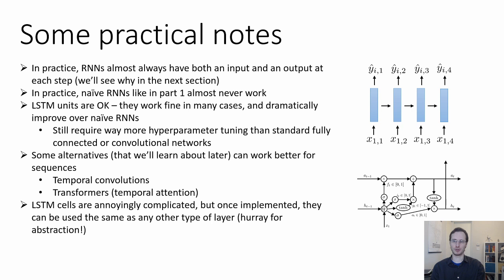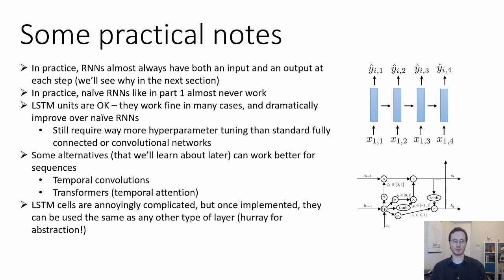LSTM cells are also annoyingly complicated, but once you implement them, they can be used the same as any other type of layer. So typically, to get rid of all that complexity in an LSTM cell, you would just code up a piece of code that abstracts away the LSTM as just another layer, and then you just use that layer the same way that you would use a convolutional layer or a linear layer. So basically, this is the beauty of abstraction. Once you abstract them away into a function, you kind of don't care how complicated it is.